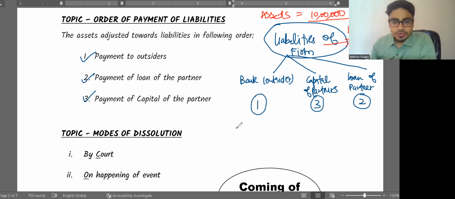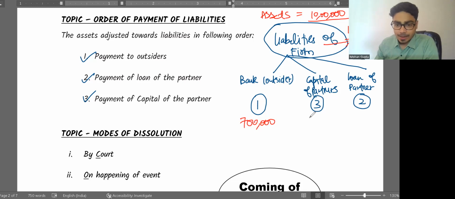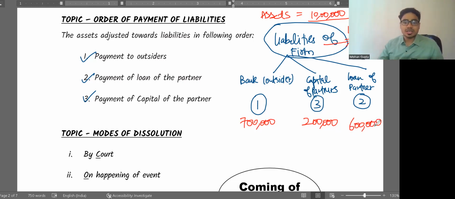The outsiders' amount that has to be paid is rupees 7 lakh, and the partner's capital is rupees 2 lakh. And the partner's loan will be of what amount? 6 lakh. Very good, 6 lakh. So you tell me, how much amount will be paid to whom?